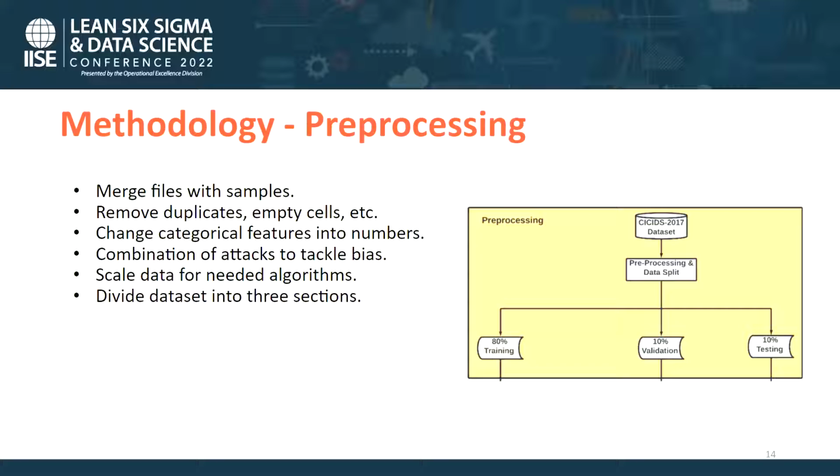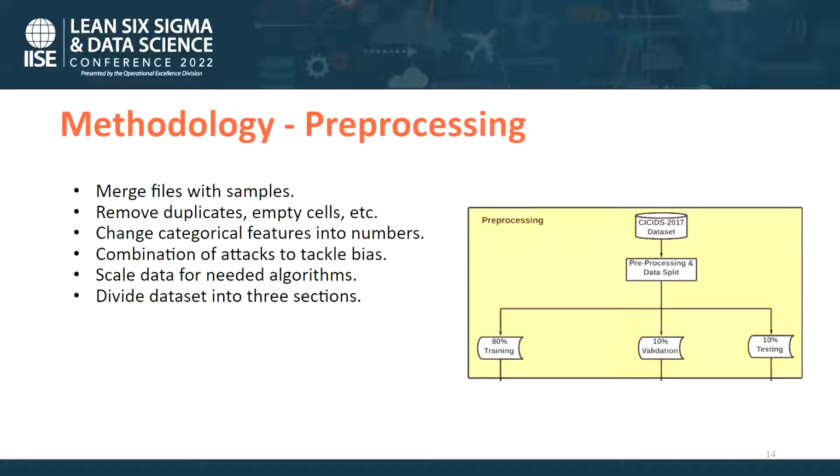After, since we're dealing with numerical algorithms, we're required to change categorical features into numbers. In this dataset, the only categorical feature was the type of attack, so we changed them to numbers. What we did is change from attack benign to attack 1, and so on and so forth, to be able to have everything in numbers.